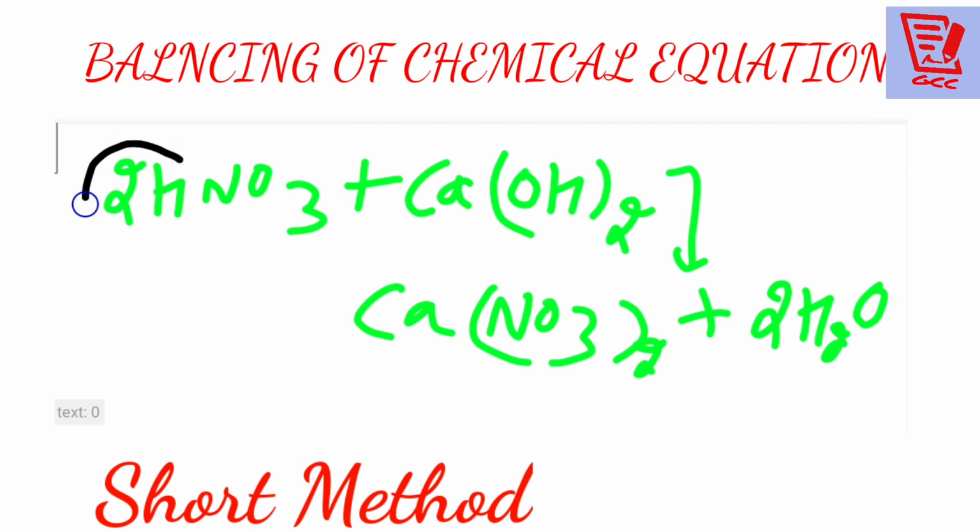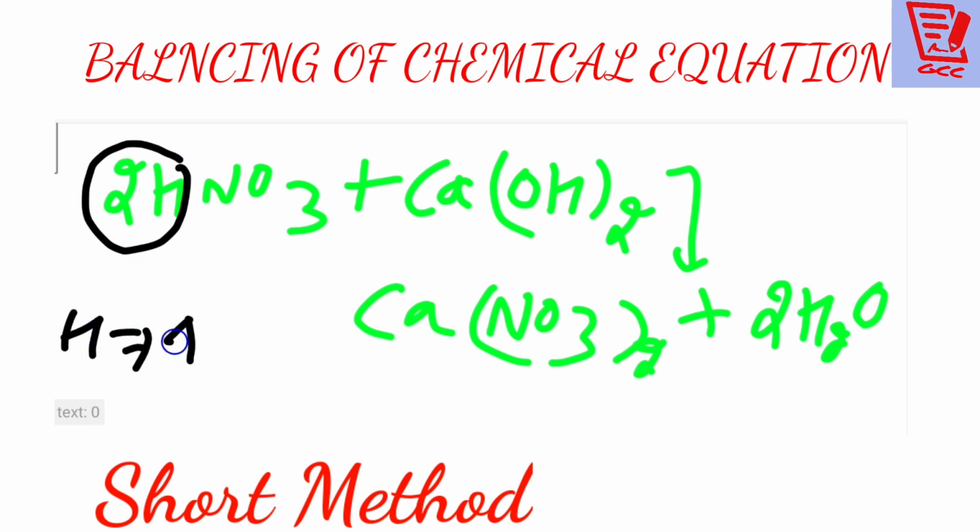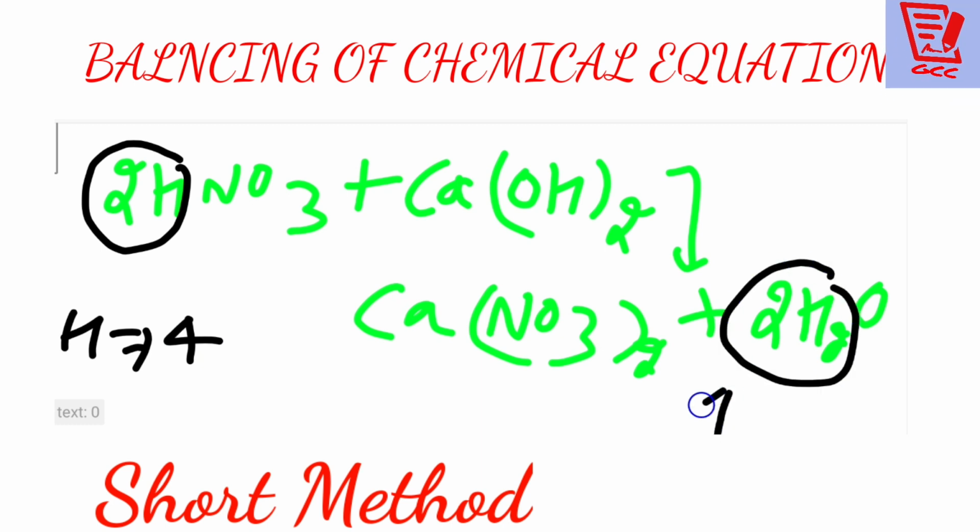Okay, now you can see whether the equation is balanced or not. How many hydrogen on this side? 2 and 2, 4. Hydrogen 4 on the reactant side. Am I right? Now count on the product side. 2 into 2, 4. Balanced.